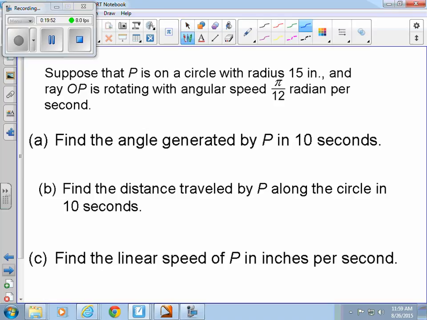Okay. Find the angle generated by T in 10 seconds. Okay, so we're going pi over 12 radians per second for 10 seconds. What are we going to do? Say pi over 12. Okay, multiply.